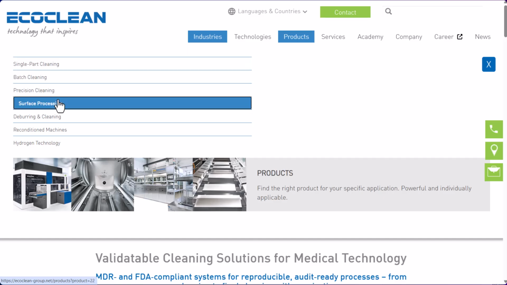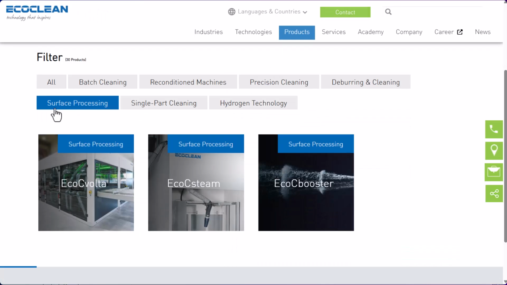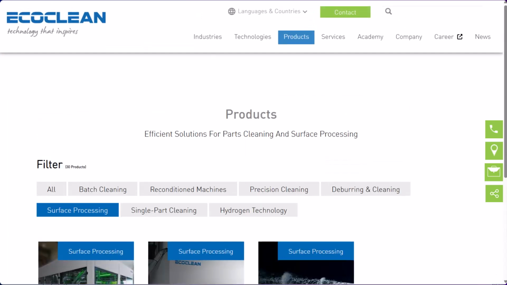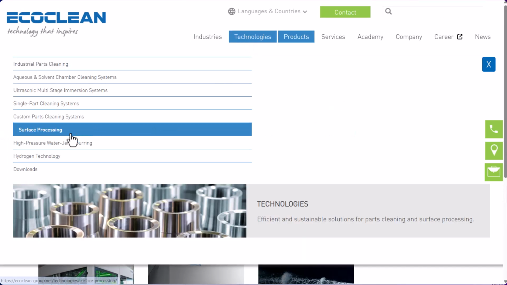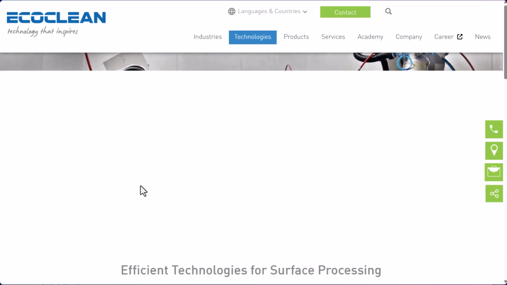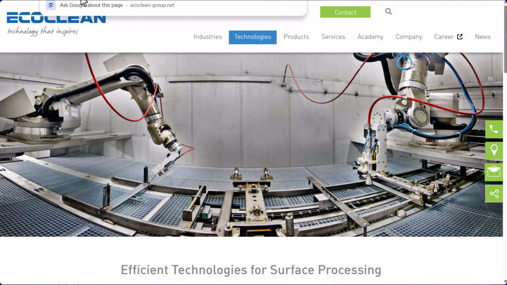This is something where I'm not even sure what it is, but they might say, oh yeah, we do surface processing. Let's make sure we're targeting for that. They actually had it under the technologies page. That might be a better page for this, unless it's the same page. Okay, efficient technologies for surface processing.